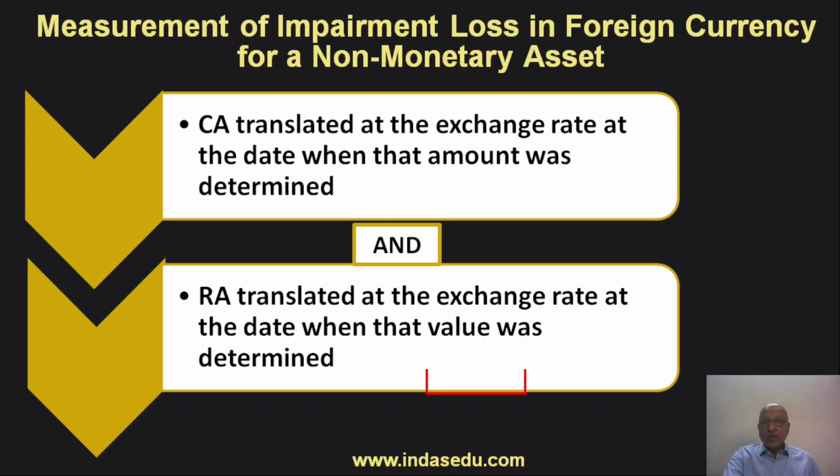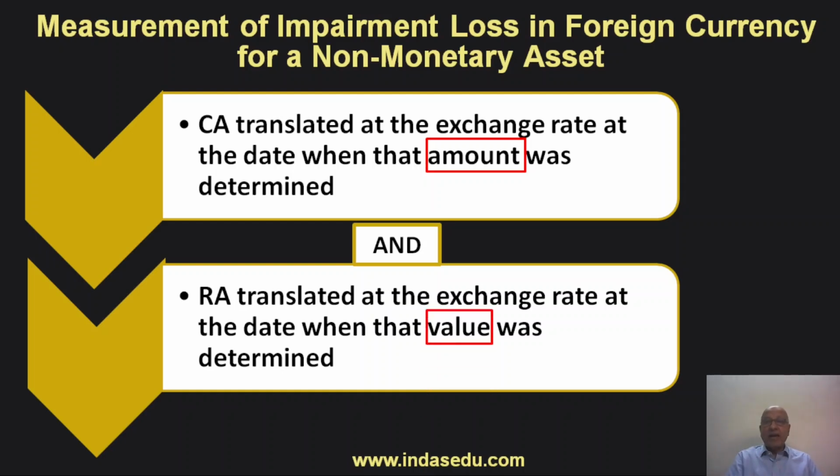Okay? So this is the amount we talk about. This is entity specific, nothing to do with the outside world. My cost less accumulated depreciation and accumulated impairment losses thereon. So what is the carrying amount at the date when the asset is tested for impairment?